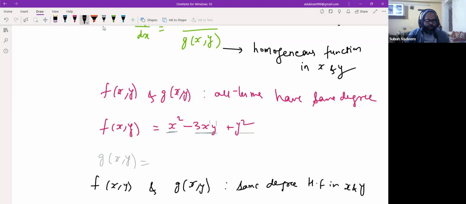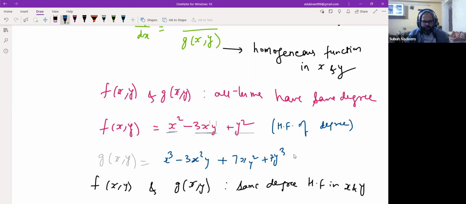Like if you write this one, x square minus 3xy plus 7y square, this is a homogeneous function of degree 2. And the below one, x cube minus 3x square y plus 7xy square plus y to the power 3, is also a homogeneous function, but it is of degree 3.